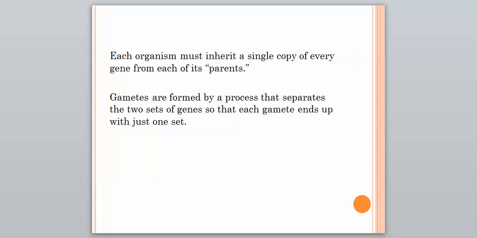And then gametes are formed by a process that separates the two sets of genes so that each gamete ends up with just one set. So we know that we get genes from mom and we get genes from dad. In order for those genes from mom and dad to get separated, they have to come apart in some process, and that's what meiosis does.